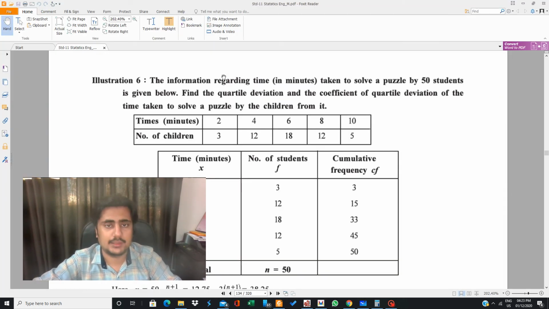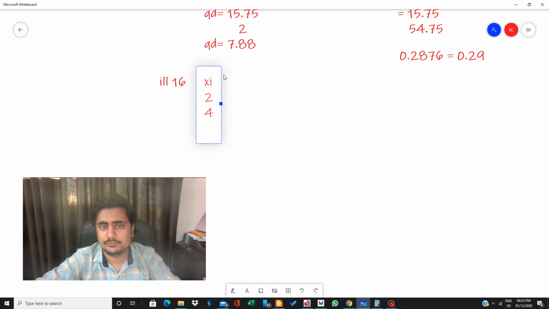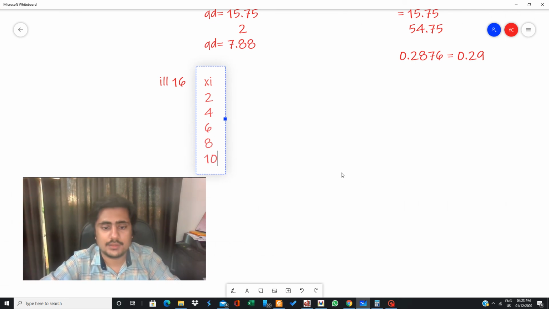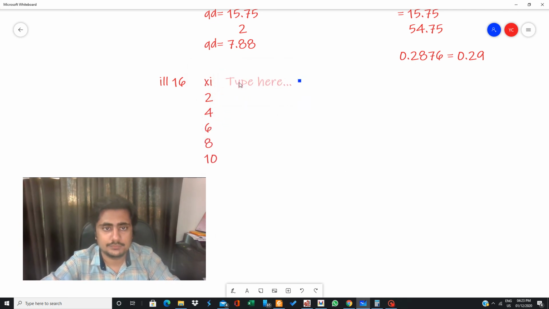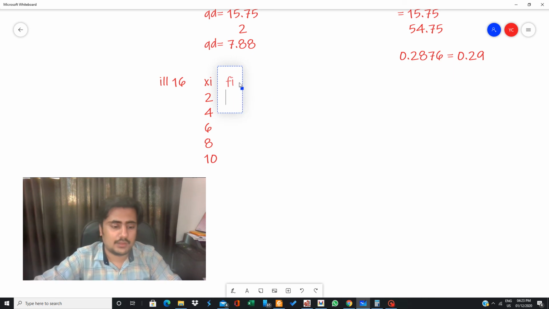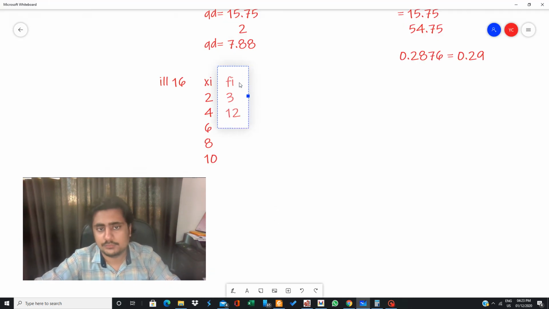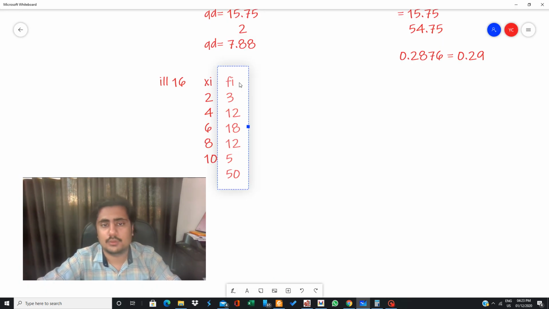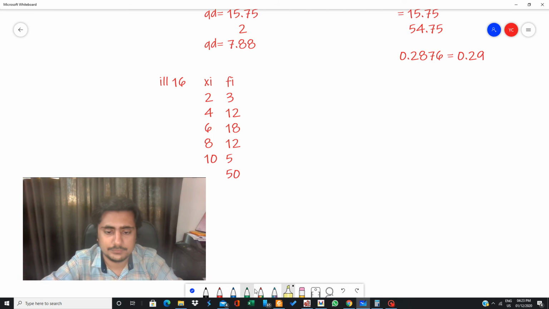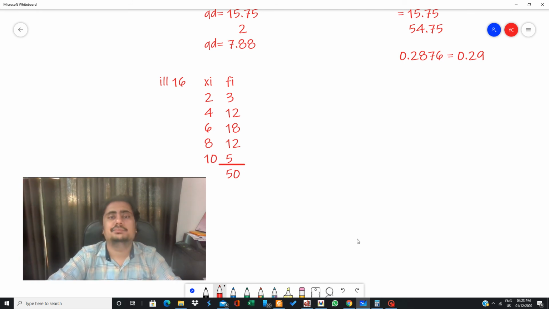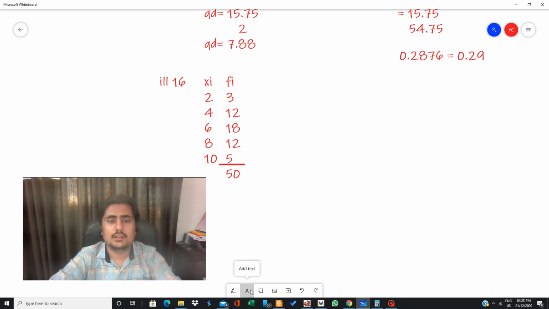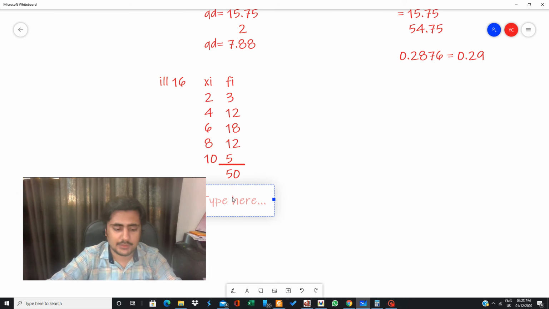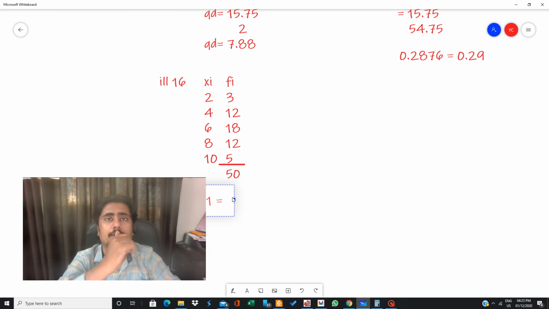Xi is 2, 4, 6, 8, 10. Frequency 3, 12, 18, 12, 5. Total is 50. Now you have to find quartile deviation and its coefficient. So our steps are the same. Basically, we have to find Q1 first.